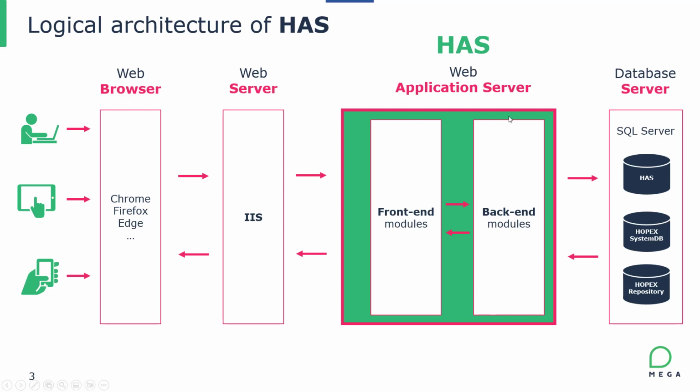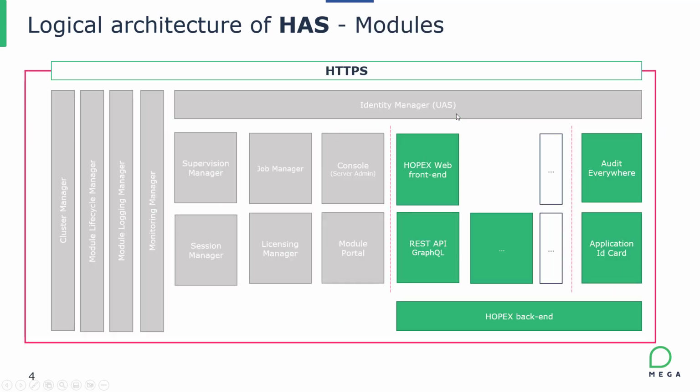If we zoom in into the section of what is inside the application server and the modules that we have today, we already have a set of technical modules. We have a set of functional modules here that we see on the screen, like the OPEX web frontend that we know of today, the REST API that we have, the OPEX backends, and so on, as well as some mobile type of applications like Audit Everywhere and Application ID card.